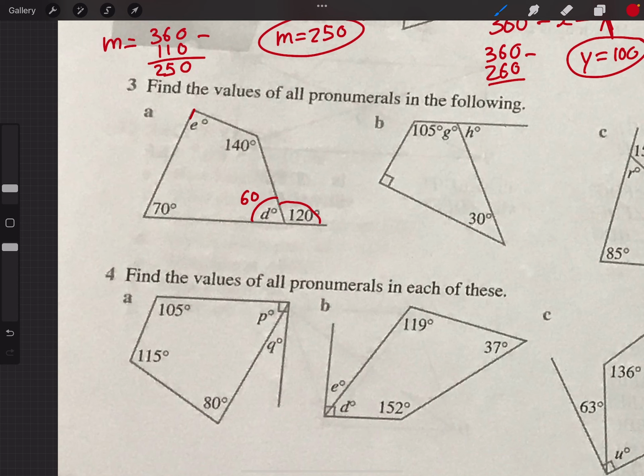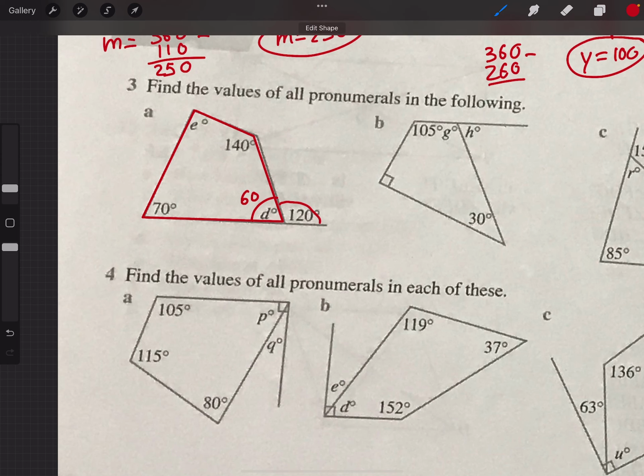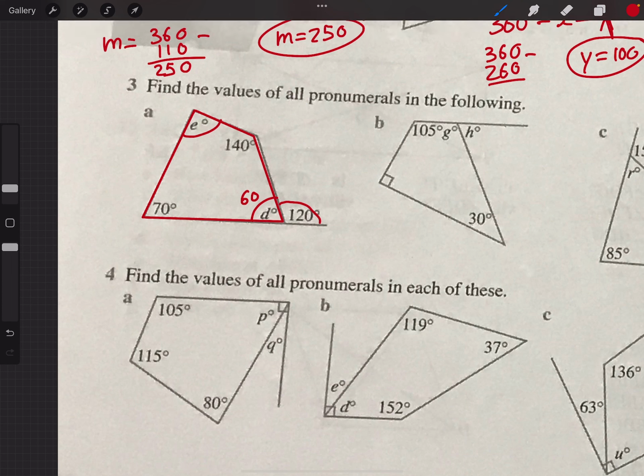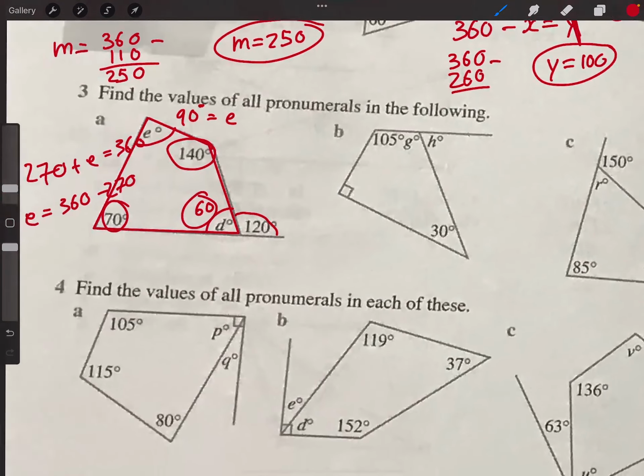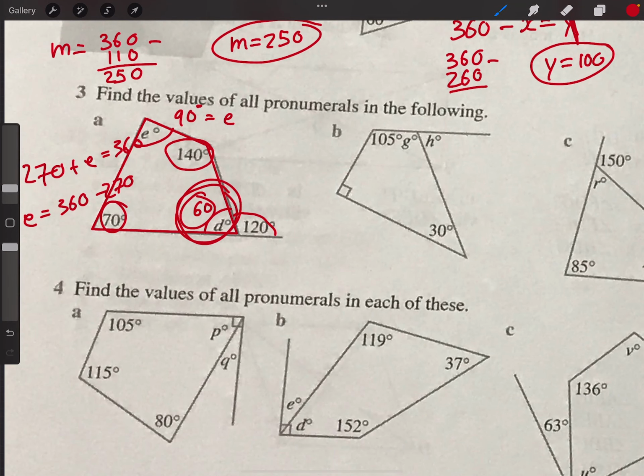Now if we have 60, you can use this four-sided shape to work out what angle E is. Okay, so 70 plus 60 is 130. 130 plus 140 is 270. So 270 plus the last angle E will give me 360. So therefore E is equal to 360 take away 270, and that's going to give us what? 90. So E is equal to 90 degrees. Alright, next one. So D is equal to 60, E is equal to 90.